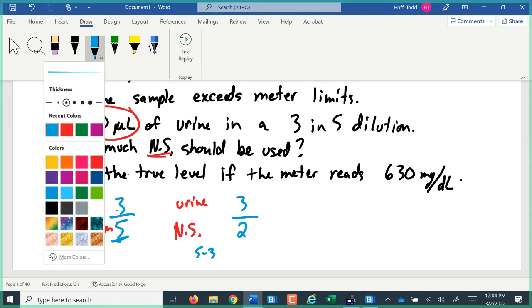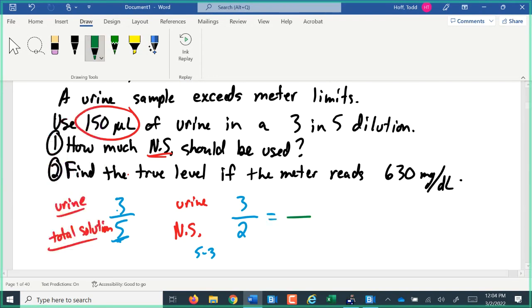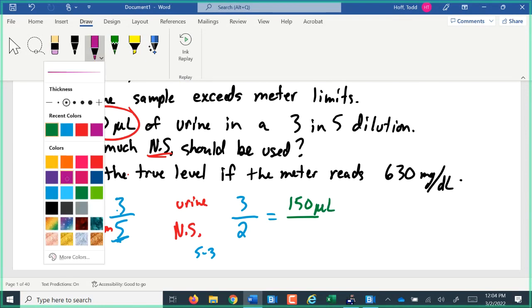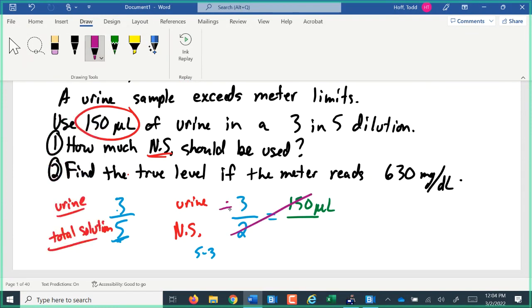Now we can go ahead and find how much water would be used. We use 150 microliters of urine, and we will cross multiply and divide. 2 times 150 divided by 3 is 100. Microliters are the only units in that problem, so the units are microliters. So we're going to use 100 microliters of sterile water to dilute that 150 microliter urine sample.